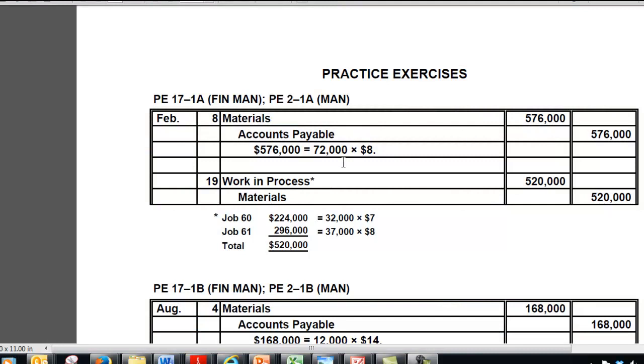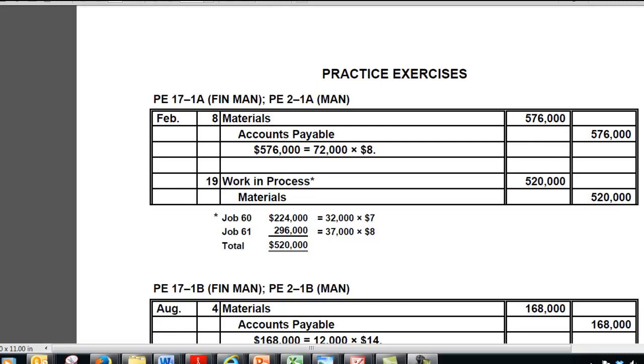We remember from the problem that 72,000 units were purchased at a cost of $8 per unit. If we multiply those two together, we get $576,000. We're going to debit materials to show an increase in that asset. We're going to credit accounts payable to show an increase in that liability by $576,000.